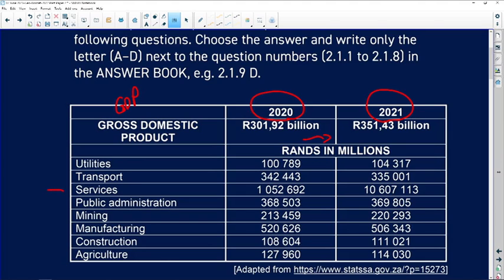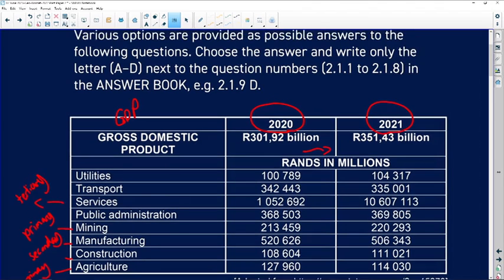We look at services. Now, we should know this is a tertiary activity. Mining is situated over there. That's a primary activity. Then we have manufacturing and construction. That's a secondary activity. As you can see, they're the biggest contributors to that GDP. And lastly, we have agriculture. That's also a primary activity. But we're going to look at the importance of each of them in a second.